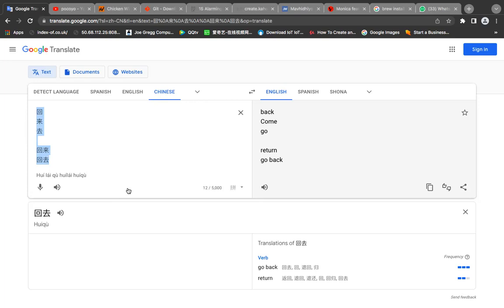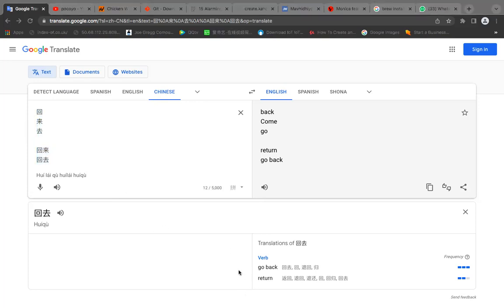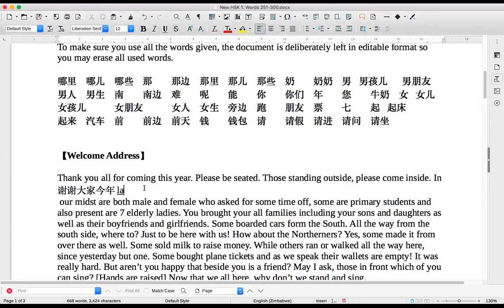So in our instance, we just copy that as well. We're thanking all for coming. We're not really specifying whether they've been here before, so we'll just go with they came: 谢谢大家今年来了。 Because we're not sure some of them are coming back. Unless we know they've all been here, then hui lai would do. But 谢谢大家今年来了。 And then please be seated.